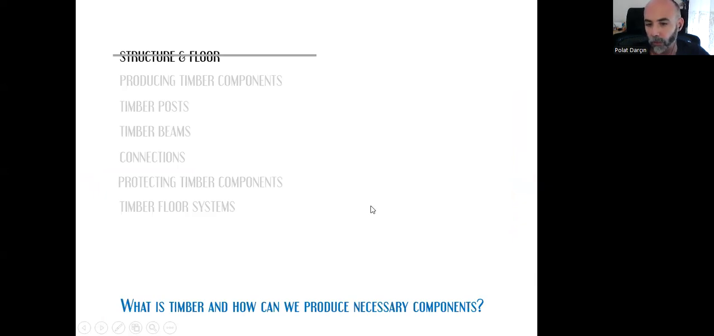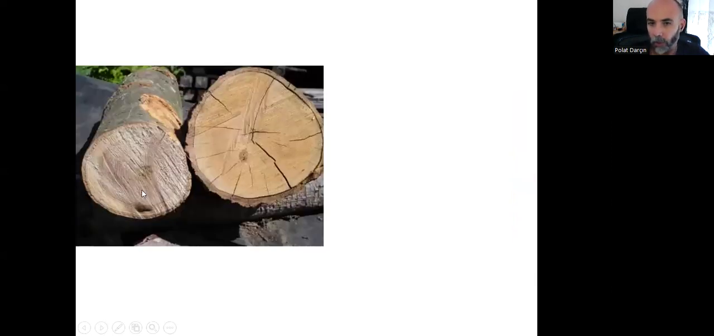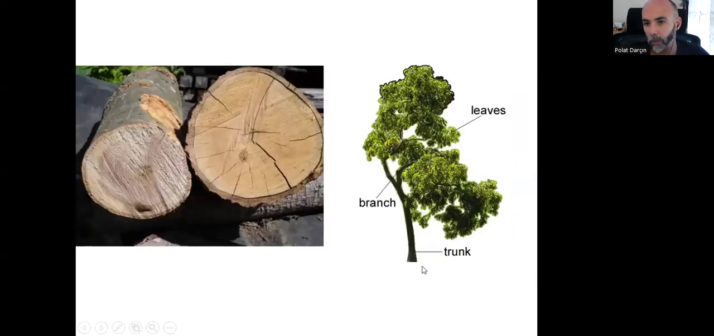What is timber and how can we produce necessary components out of that material? Timber is the tree trunk, obviously, and we get mostly this trunk and branch parts, but not the tiny sticks that hold the leaves, nor the roots. Mostly, 80% of the material comes from trunk and the bigger branches. And it's a fibrous material.